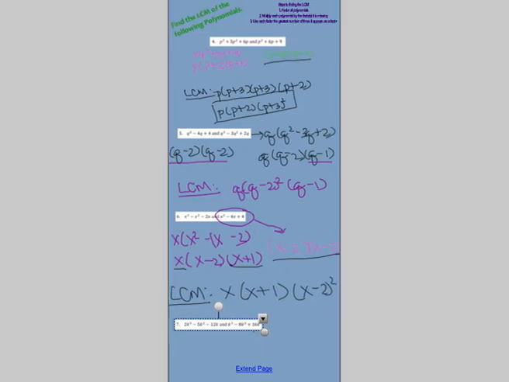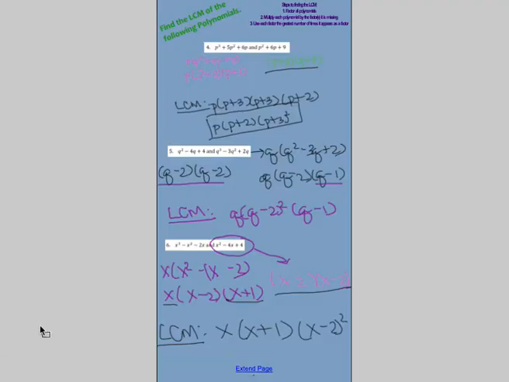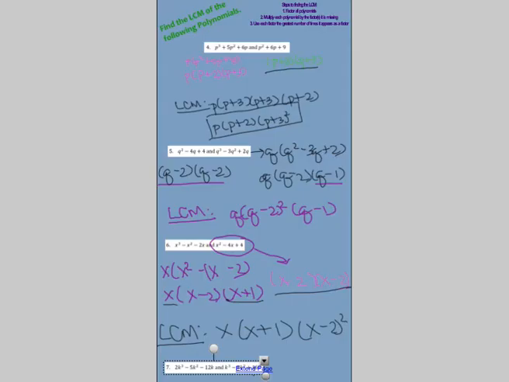Is example 7, and I would recommend that you go ahead and try that one on your own. So if you want, you could pause the video and go ahead and try that one, and then I will come back and do that one.